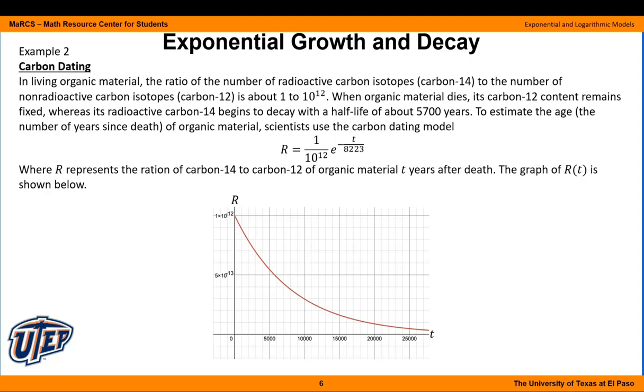The formula shown on this slide is the carbon dating model. The variable r represents the ratio of carbon-14 to carbon-12 remaining in the sample after t years. Notice that the graph decreases over time. This reflects the fact that radioactive carbon is continually decaying.